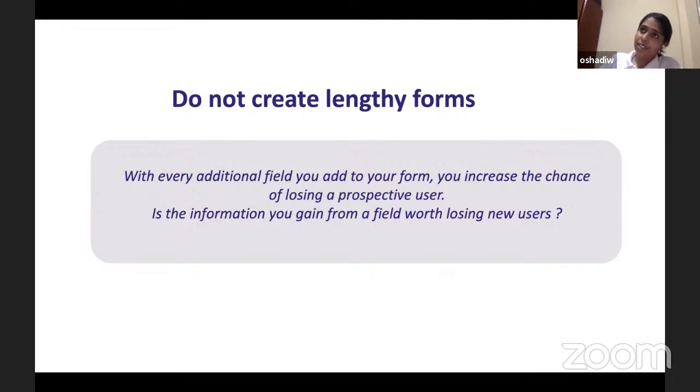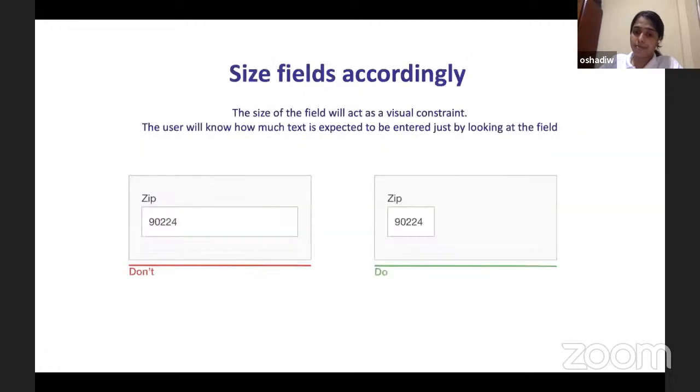It might be tempting to collect a lot of data when users initially sign up, but please resist that temptation. Think about it this way: with every additional field you add to your form, you increase the chance of losing a prospective user. So is the information you gain from this field worth losing a user? If you try to add a field, just think, do we really need this option in there? Because if you add more and more fields, forms get too lengthy and it's not user friendly at all.